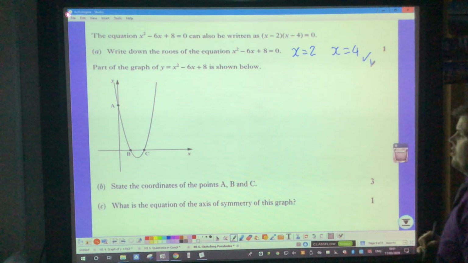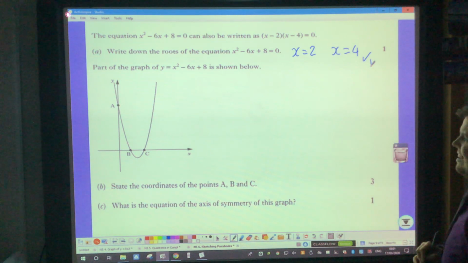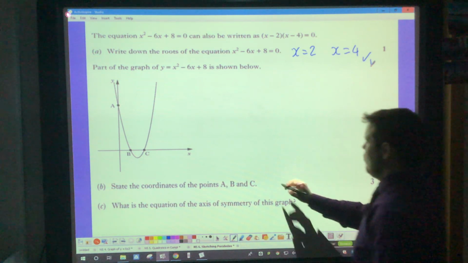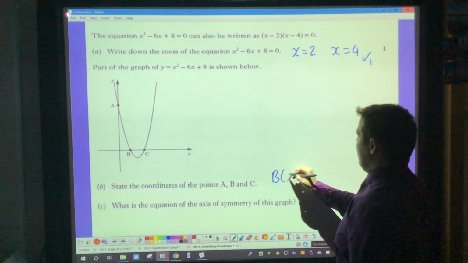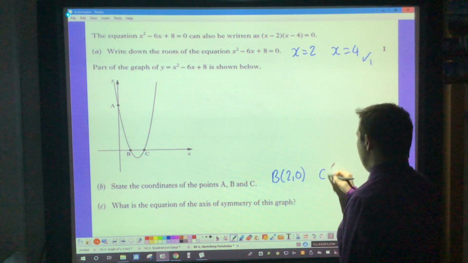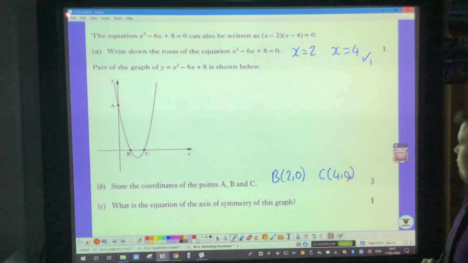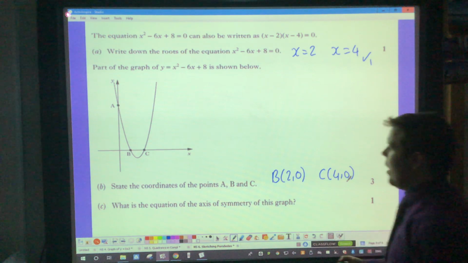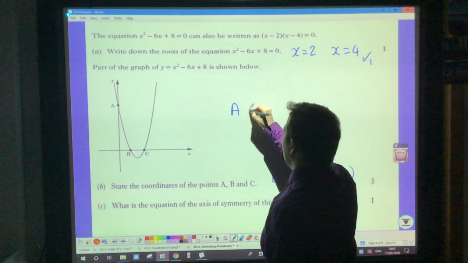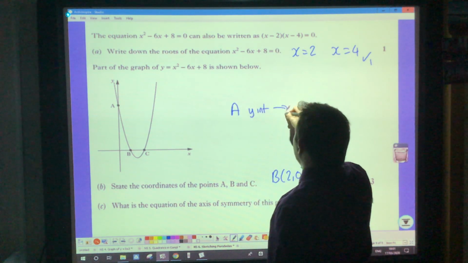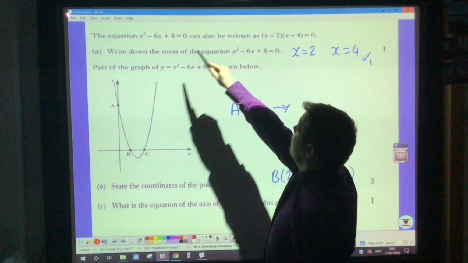Okay, state the coordinates of A, B and C. Right, I think this is a great 3 marks because you can straight away tell that B is going to be (2, 0), C is going to be (4, 0). That is, you got 1 of the marks. The other one, how do you find A? It's the y-intercept. So A is the y-intercept.